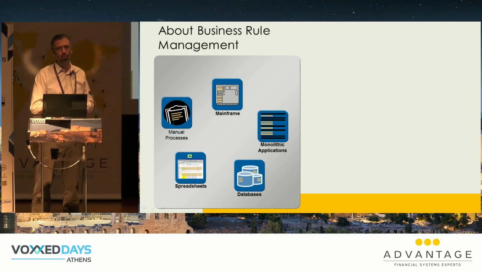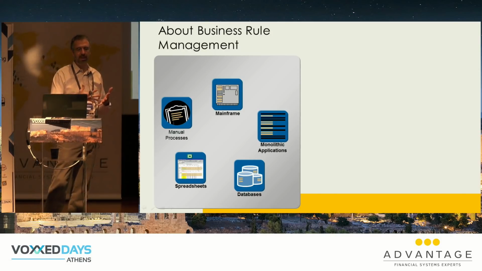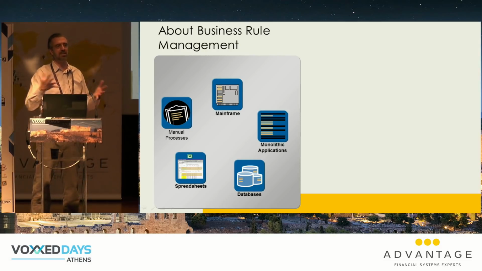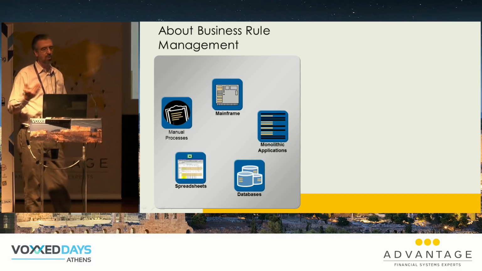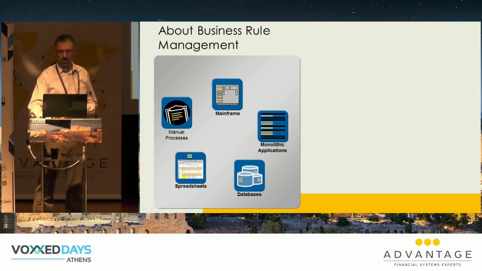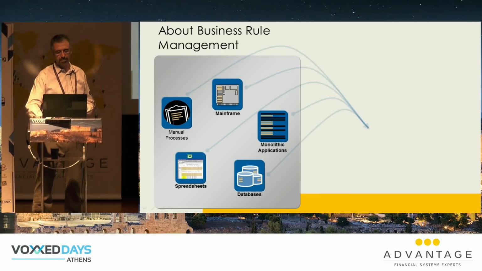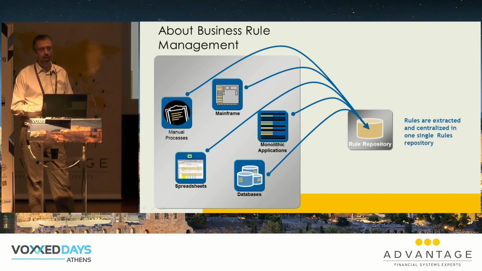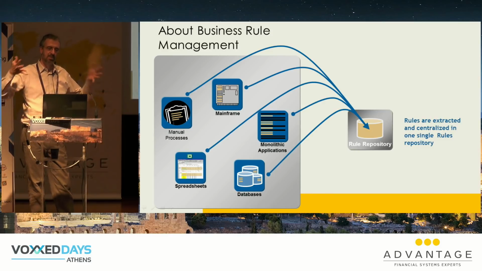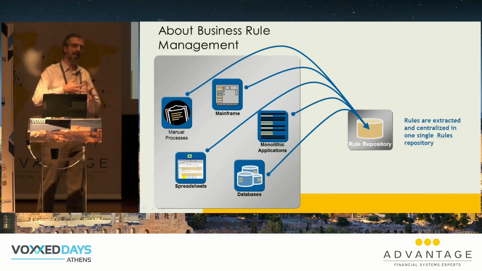So it's very difficult for a business person to understand what the system does. There may be documentation, but how are you sure that the system does what it's supposed to do? One of the technologies used is called business rule management, BRM, where you extract all the rules from the various systems and put them in what is called a rules repository.